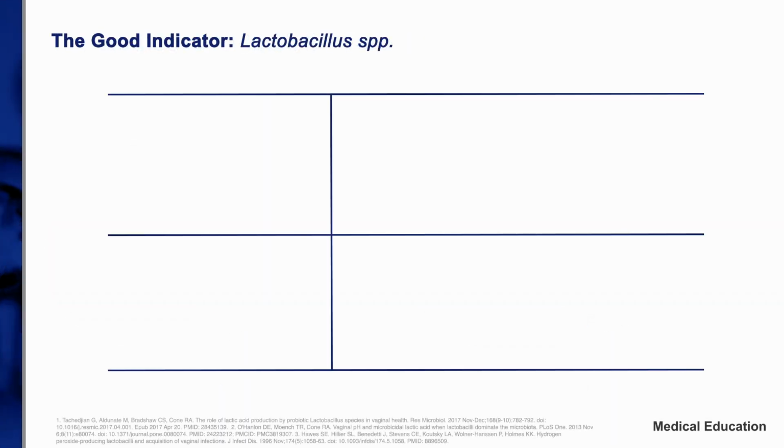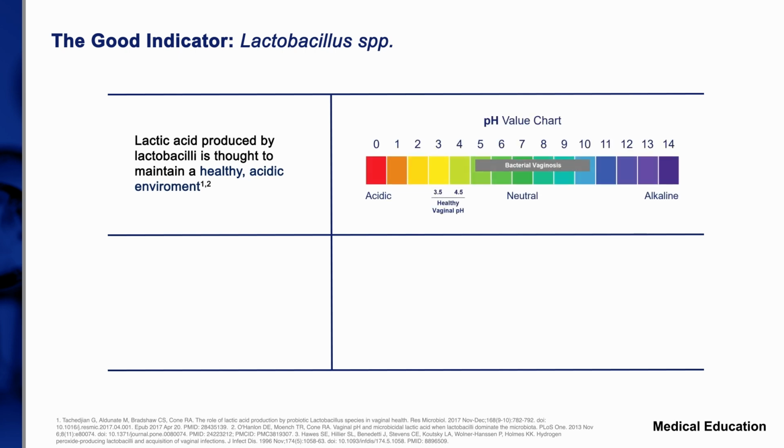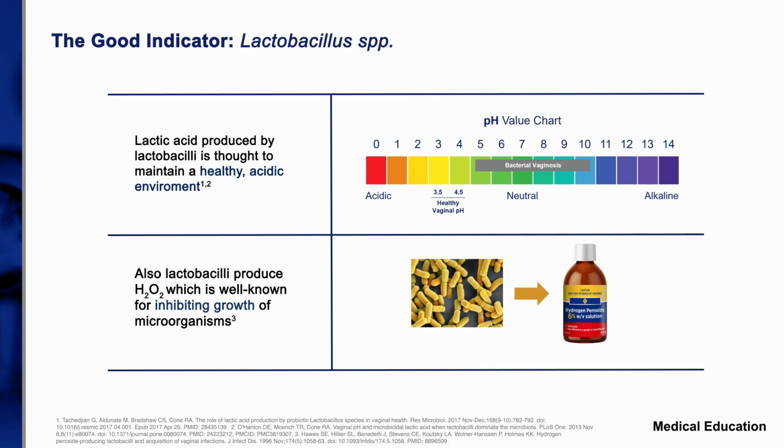So a predominant detection of lactobacilli indicates a healthy vaginal environment, as lactobacilli produce lactic acid from glycogen, and this helps maintain a low pH or acidic vaginal environment. Lactobacillus also produces hydrogen peroxide, which keeps other bacterial species, especially the ones that cause bacterial vaginosis, in check, preventing their growth and proliferation.